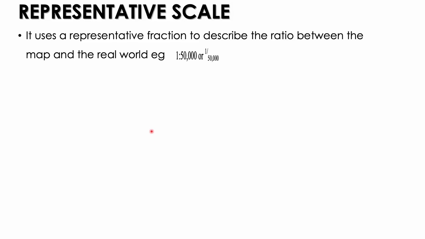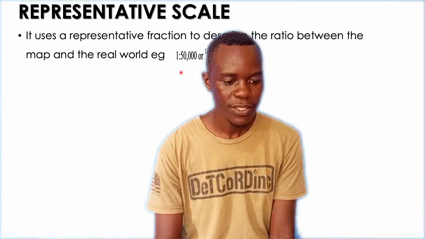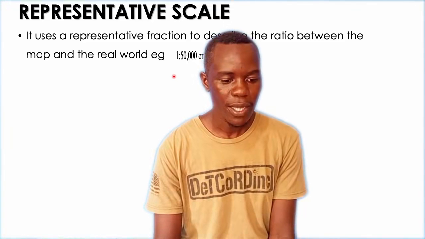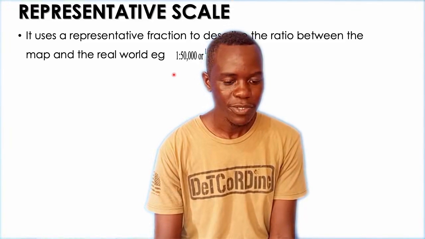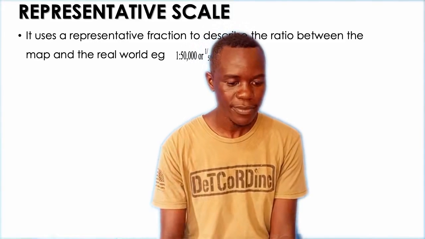The representative fraction scale uses a representative fraction to describe the ratio between the map and the real world. For example, you can have 1 to 50,000, or 1 over 50,000. So this would mean that 1 centimeter on the map represents 50,000 centimeters on the ground.